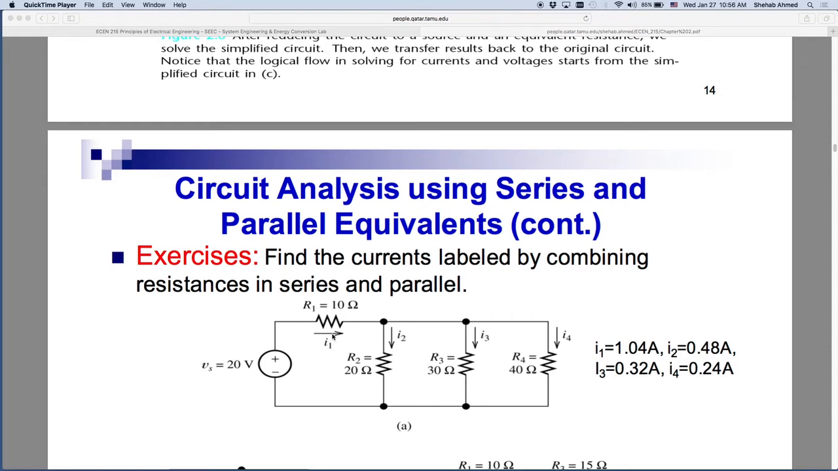Using this current divider rule, instead of going through the logic of doing Kirchhoff voltage law here and then finding the voltage and dividing it by each of the resistances, we will come up with a rule based on the same analysis that will tell us, if you know this current here and you know these three resistors, how would you find these branch currents? We will prove that quickly and do some examples.